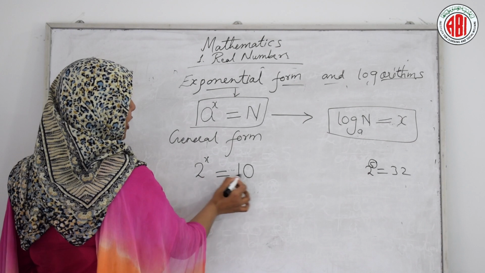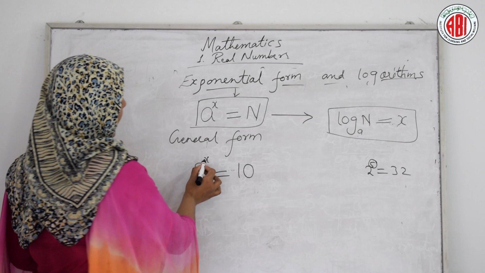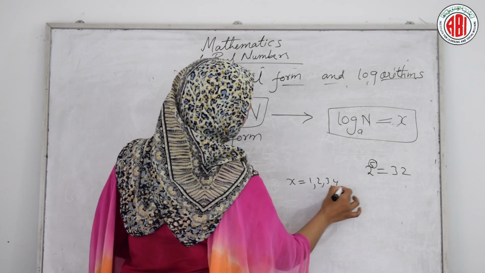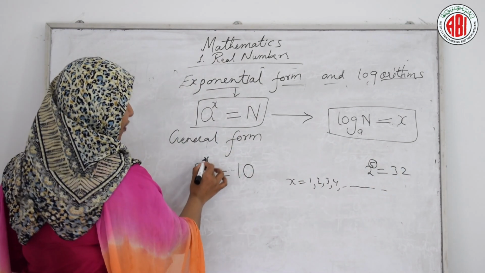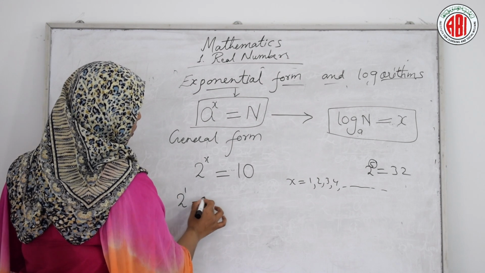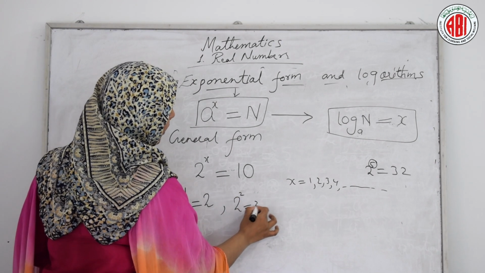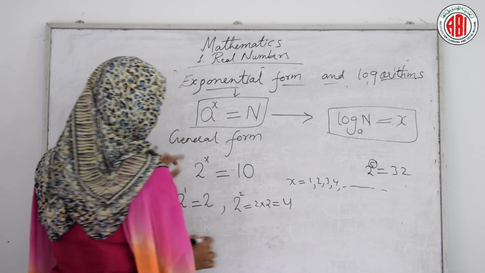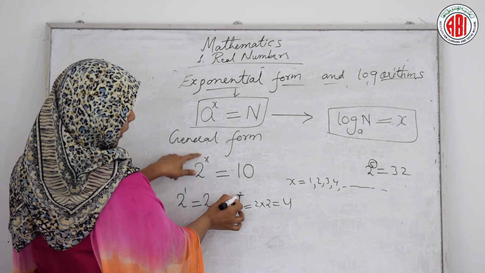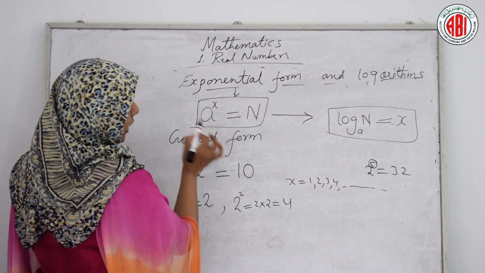Now suppose 2 to the power x is equal to 10. For what value of x is the answer 10? x is a natural number, x we can take as 1, 2, 3, 4, any number. Suppose if I put 1, 2 to the power 1, what will be the answer? 2 only. If I take 2 square, I will get 4. I have taken 1, I am not getting the answer 10, I am getting 2. I am taking 2 here, applying square, I am getting answer 4. I am not getting 10.